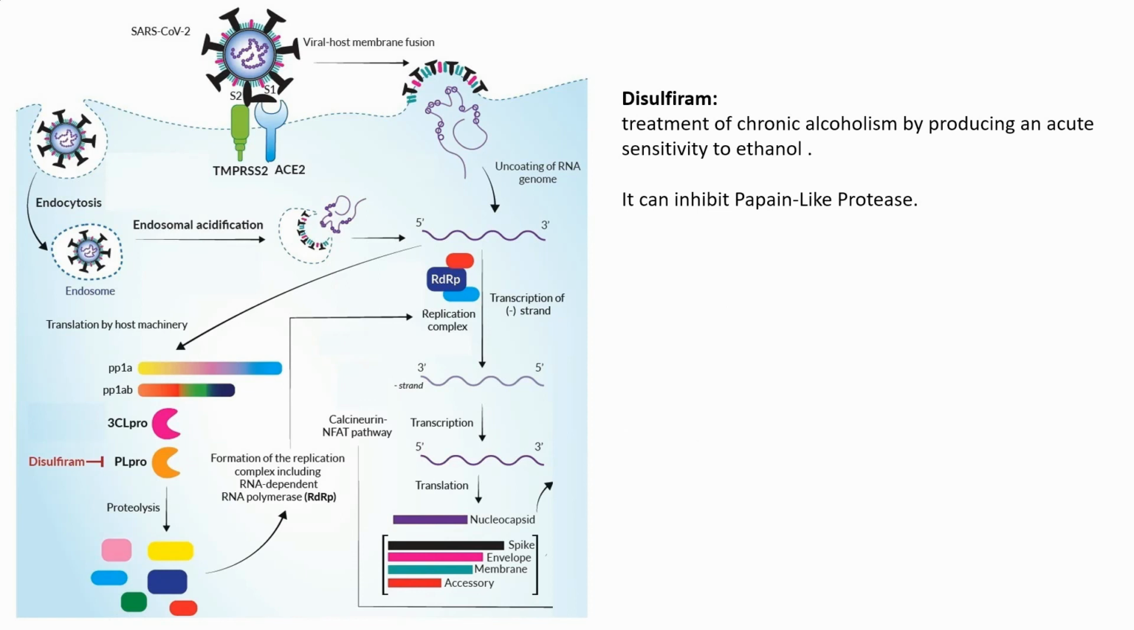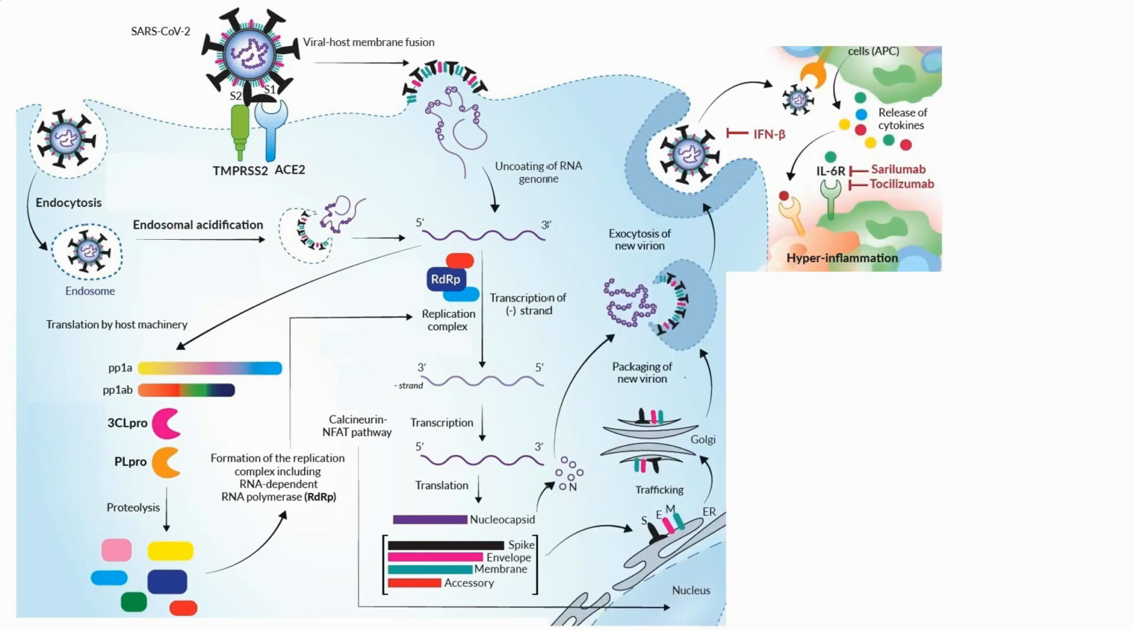The other drug is disulfiram. We mainly use disulfiram for the treatment of chronic alcoholic patients, producing acute sensitivity to alcohol, because when an alcoholic patient uses disulfiram and drinks alcohol, they have severe vomiting, so the patient cannot use alcohol. It can inhibit the papain-like protease, whose gene is in the ORF1 part, the non-structural protein part.